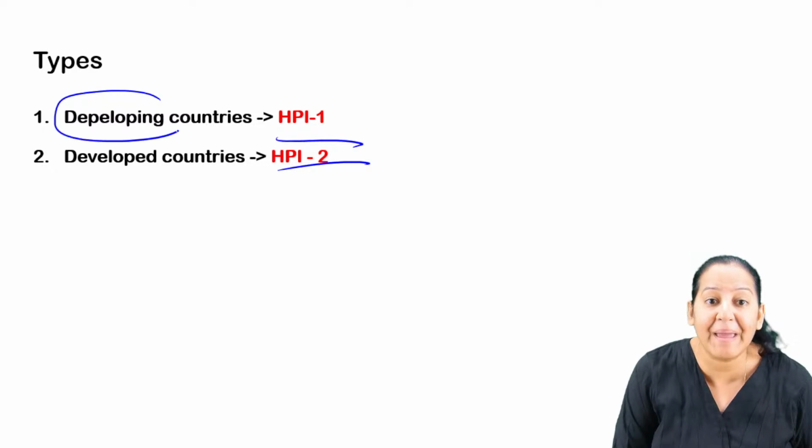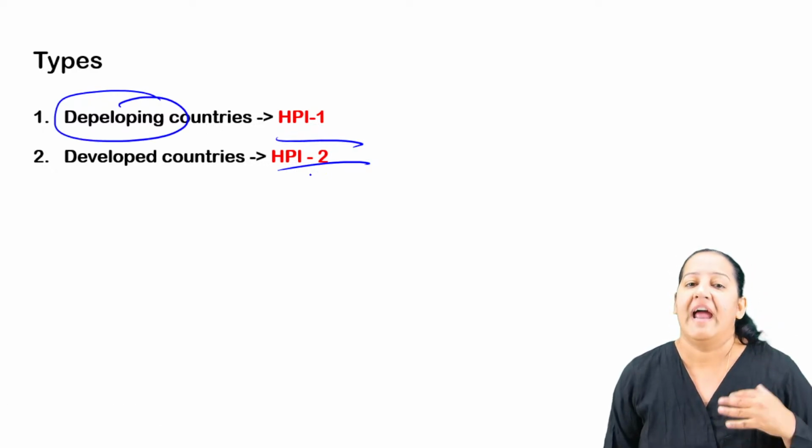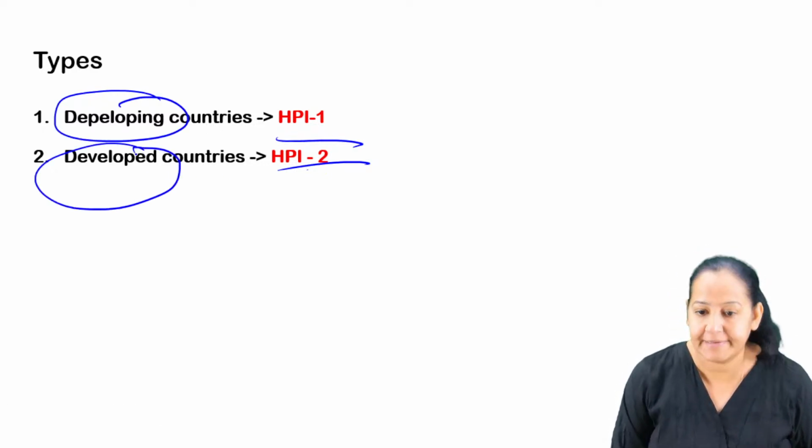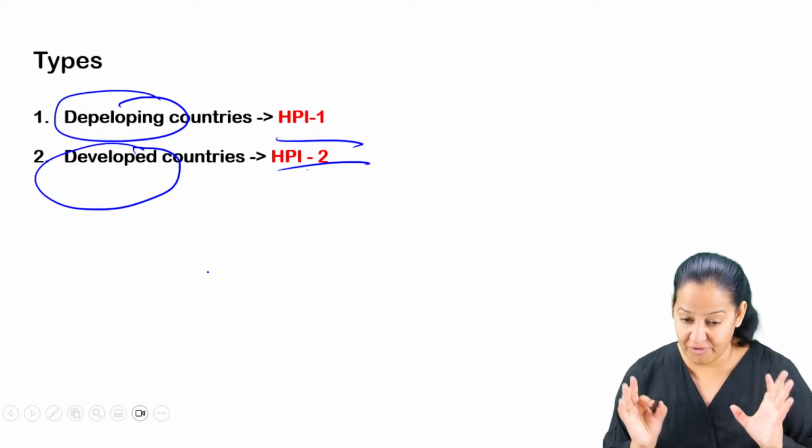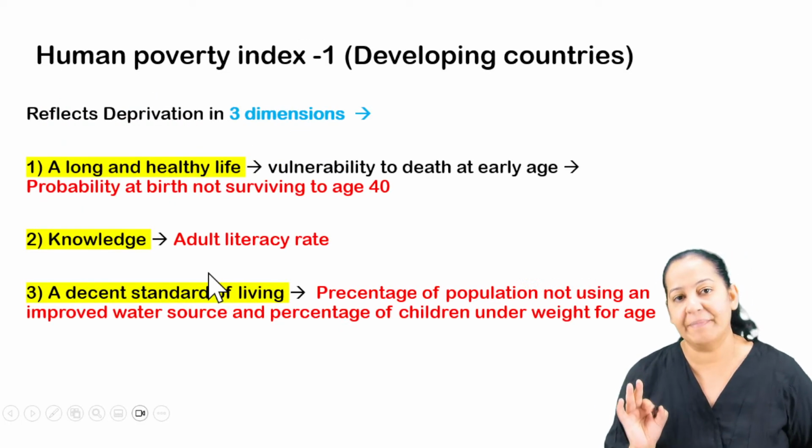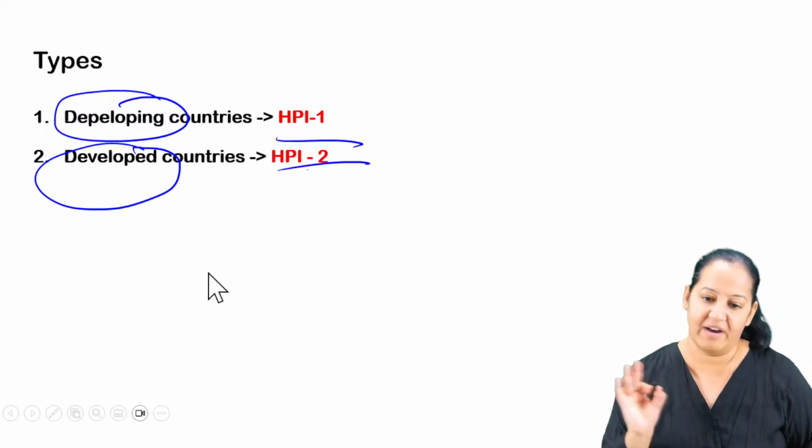HPI 1 is for developing countries, like India, and HPI 2 is for developed countries, like the US. So the criteria will be different. Okay, the dimensions are the same. So let's talk about HPI 1 and 2 one by one.